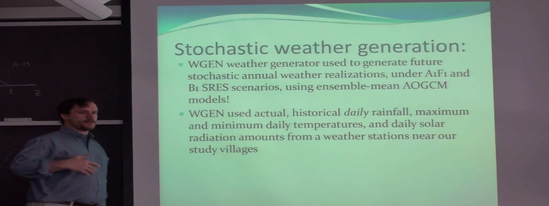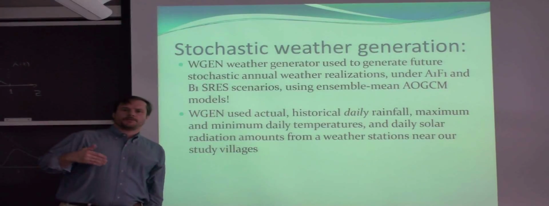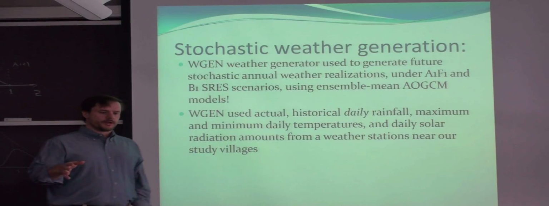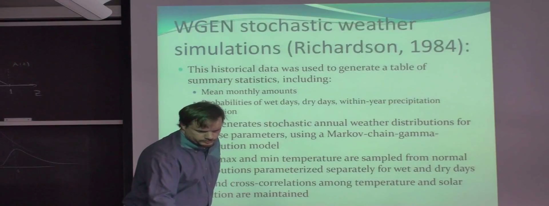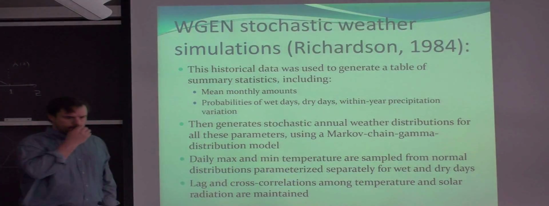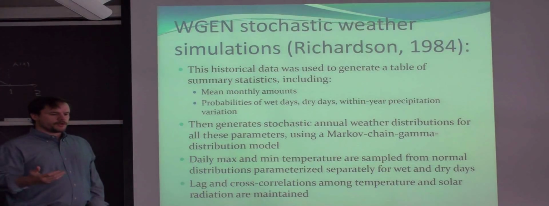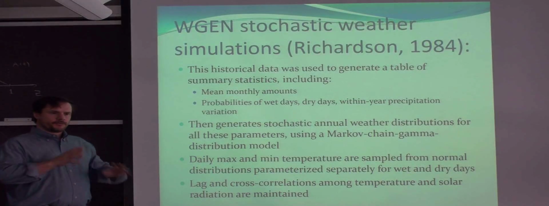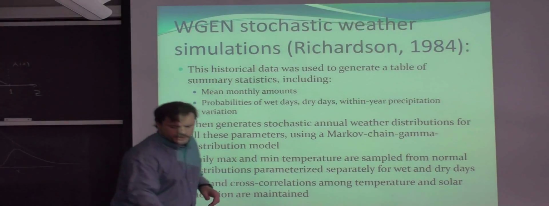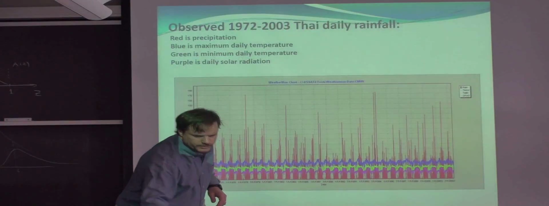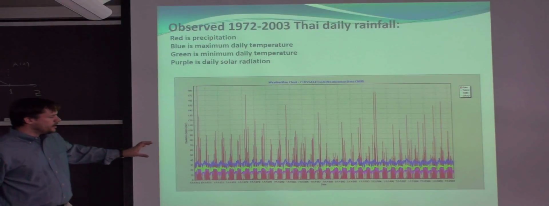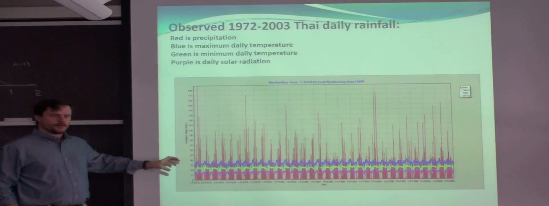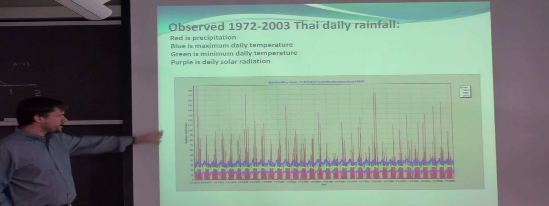So now we needed a way to simulate future weather based on these economic scenarios and global climate models. We used a weather generator, and I'll explain how that worked. This is something called the WGEN, Stochastic Weather Generator. It uses a Markov chain gamma distribution model. What it first does is look at historical data. As Kamilya had mentioned, we have actual daily weather data for an area very close to our villages in northeast Thailand, and this is a plot of all that data.